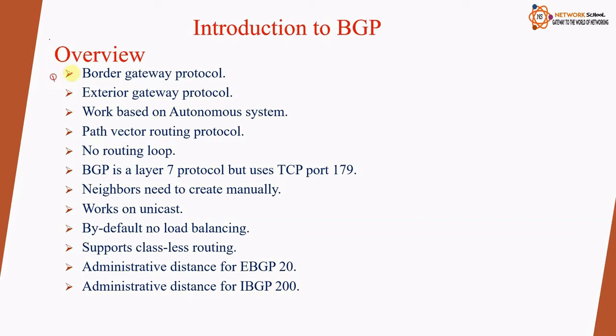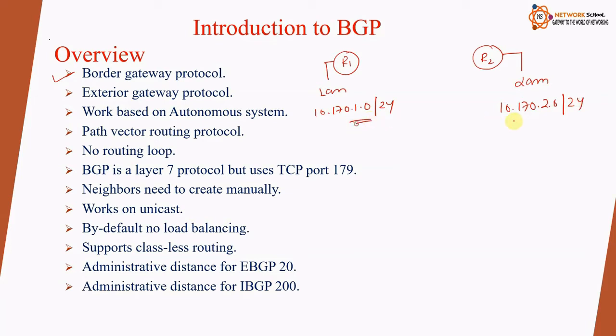BGP is the Border Gateway Protocol. So let's say we have router R1 here and router R2. Behind router R1, I have a LAN network, and behind router R2, I also have a LAN network. And the subnet between router 1 and router 2, let's say, is 10.171.0.0/24, and behind R2, we have 10.172.0.0/24. So these are the two subnets, and the autonomous system for R1 is 100 and for R2 is 200.